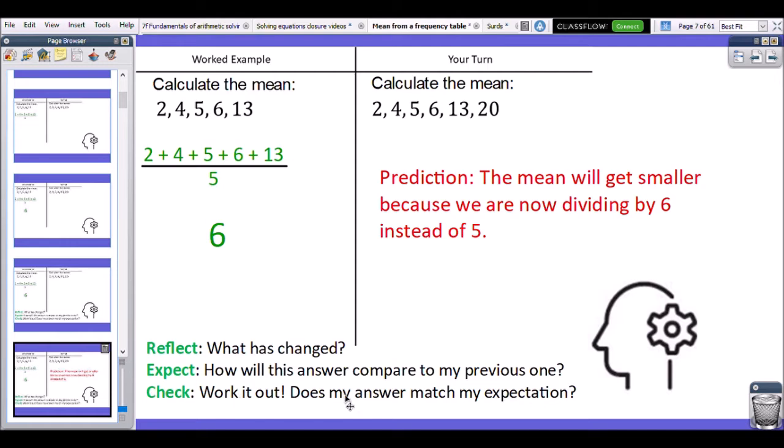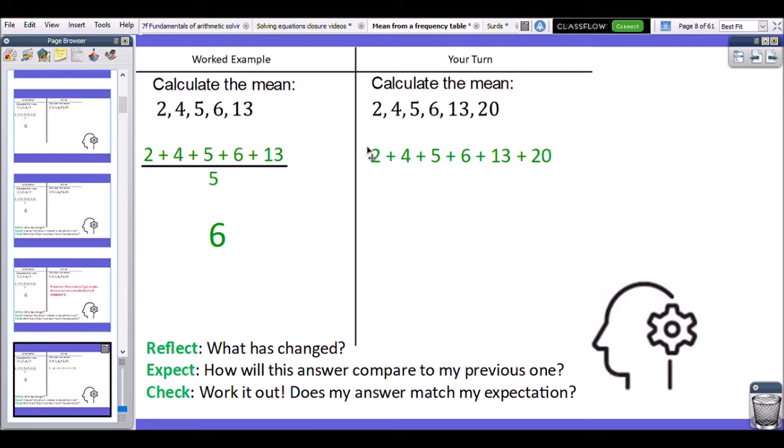The last thing I'm going to do is check. I'm going to work it out. Does my answer match my expectation? So finding the sum of all of these pieces of data, and I'm dividing by 6 now instead of 5. Typing this in on my calculator, I actually get 8.3. So my prediction was wrong.